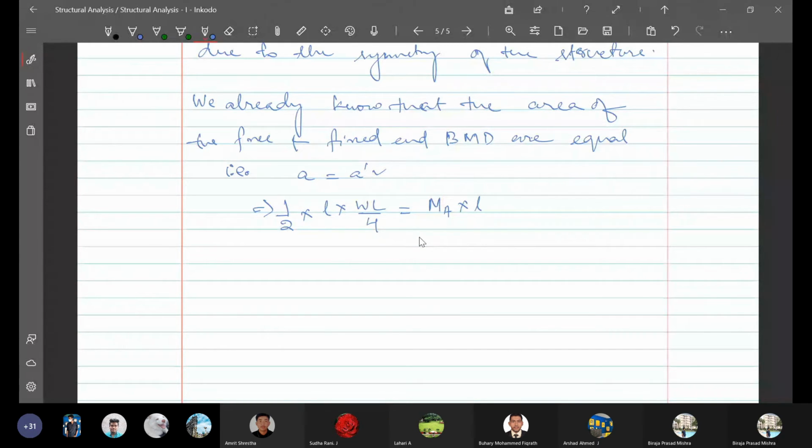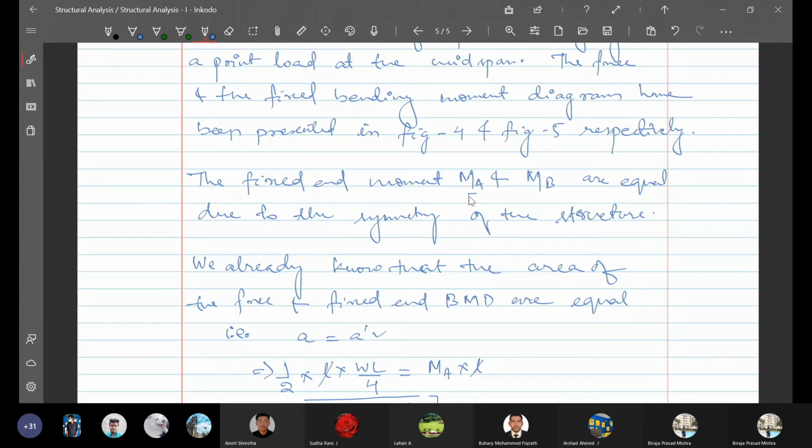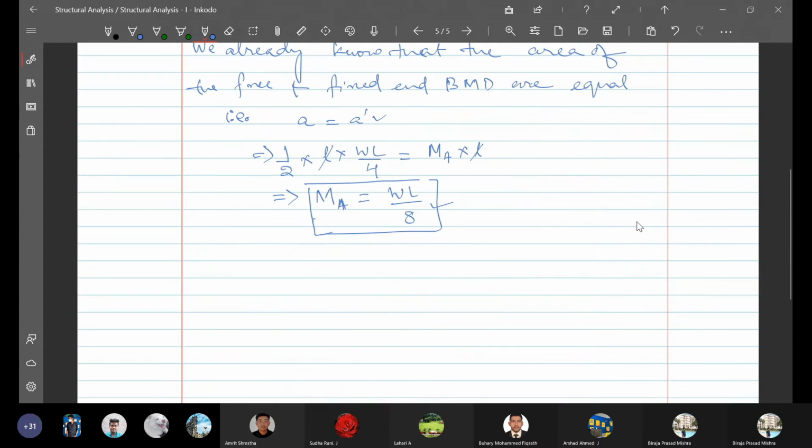Now from this, can we find out MA? Yes, of course. I'll cancel these terms. This implies MA equals WL by 8. We already know that MA equals MB, so this implies MB equals WL by 8. That is the fixed end moment.